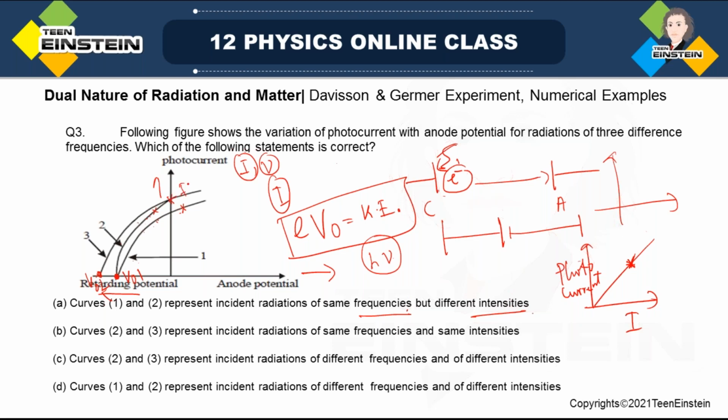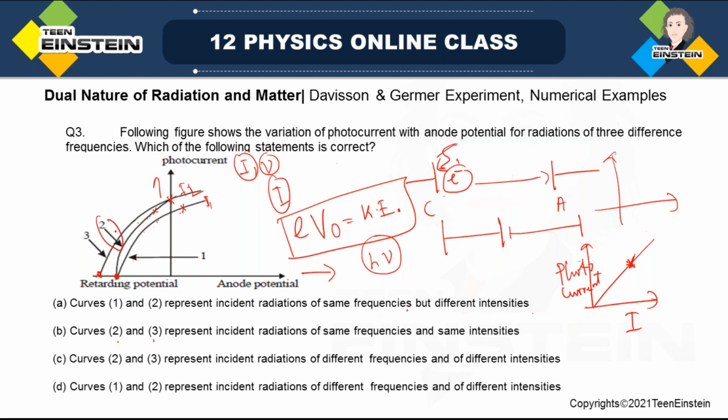Saturation currents are different. Suppose this is I1 and this is I2. So I1 has a value less than I2. That means I2 has greater intensity. All right, so in this case, the first option is correct. Let us read the other options also.